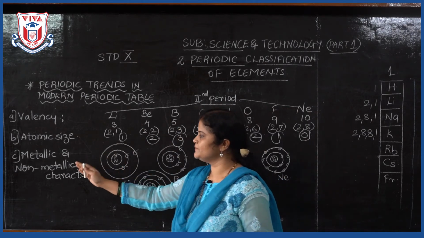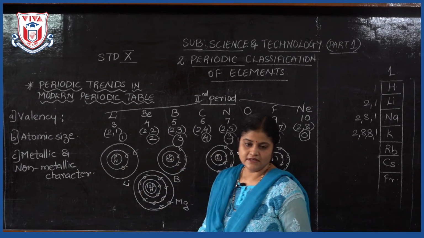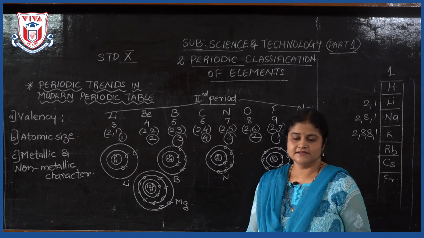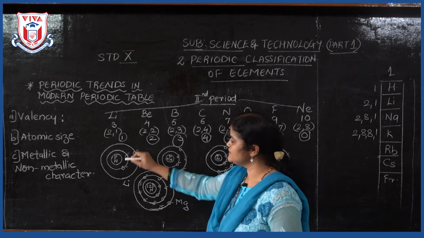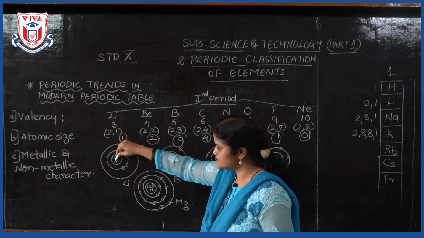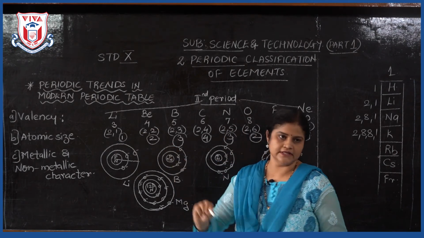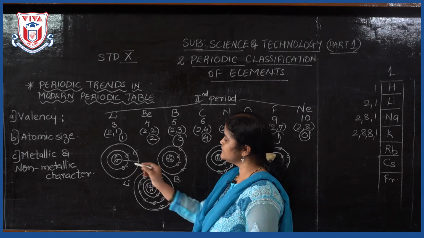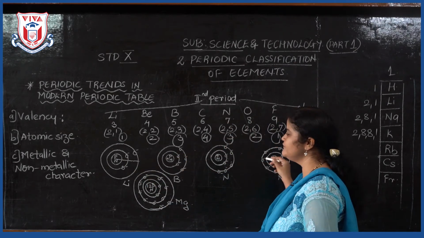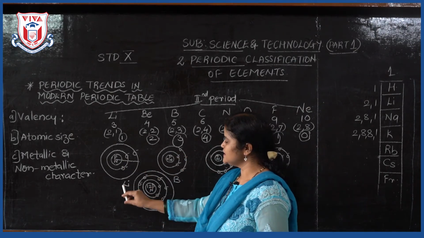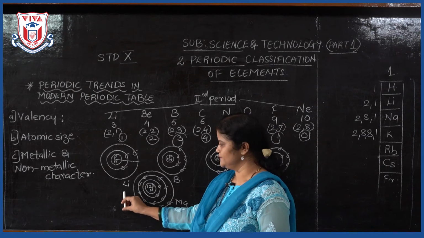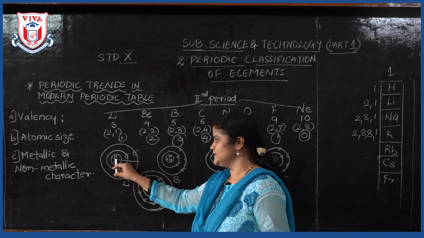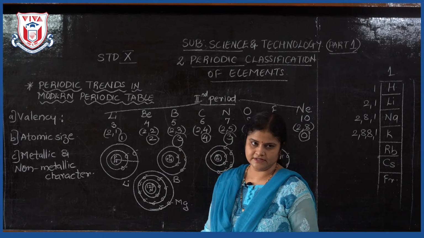Now the next subtopic is about the atomic size. Exactly what is atomic size? It is the distance between the center of the nucleus and the outermost shell. Okay, that is what atomic size is. Now here you can see the atomic size of various elements. First element we will talk about is lithium. It is the distance from the center of the nucleus to the outermost shell.